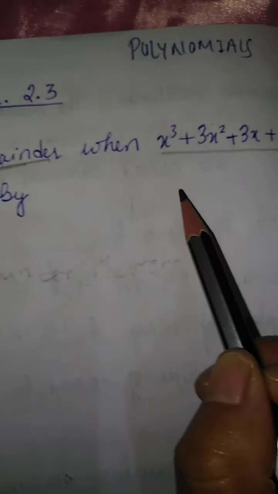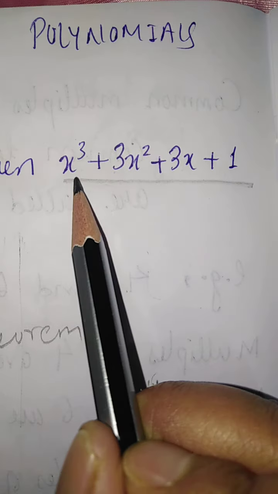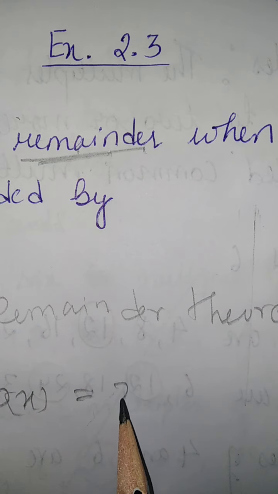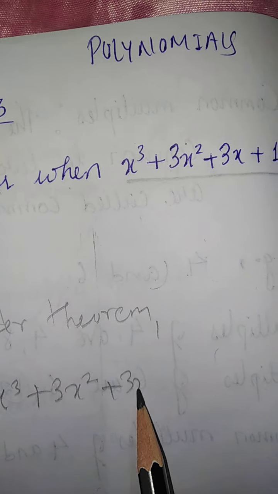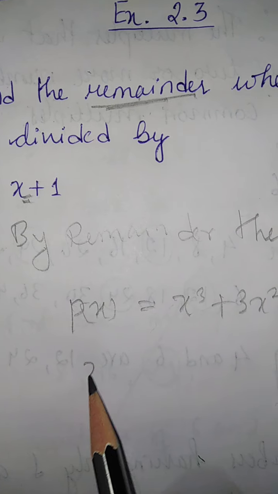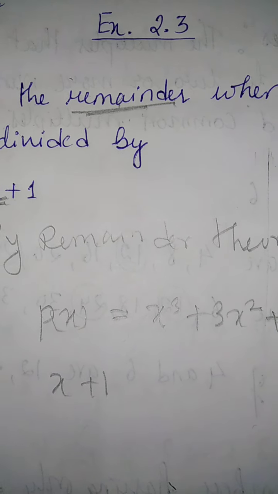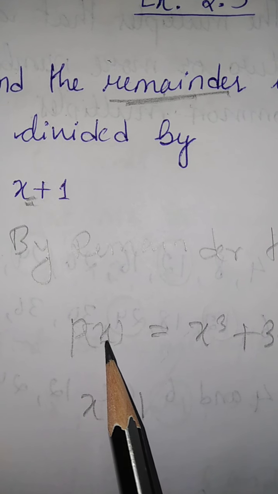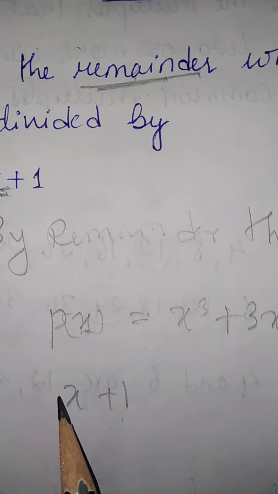So by remainder theorem, we'll write down the polynomial first, p(x). Why x? Because here the variable of the polynomial is x. So we'll write p(x) is equal to x cube plus 3x square plus 3x plus 1. This is our polynomial. And we have to divide this polynomial by x plus 1, isn't it, students? Now as I have already taught you in remainder theorem, we have to replace this x with the constant number from the divisor. So we'll find out the constant number here.